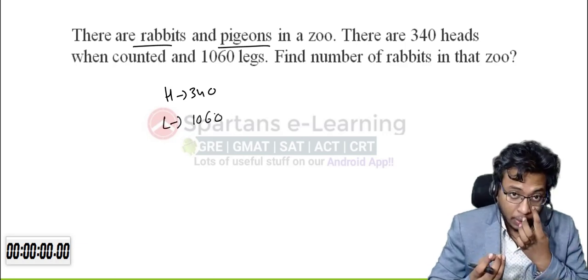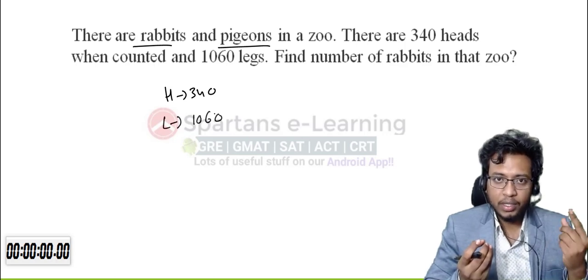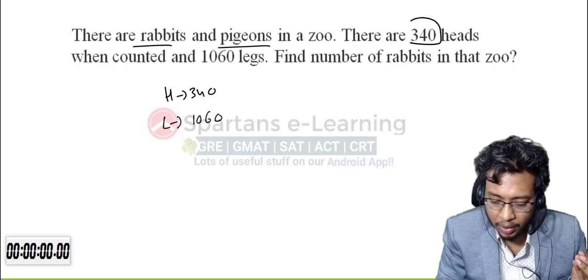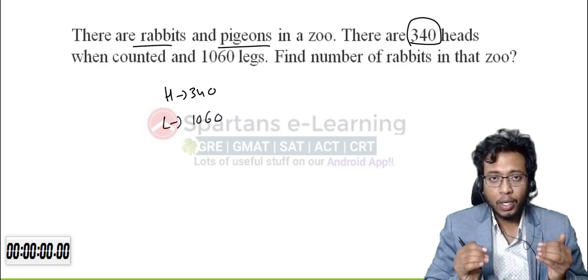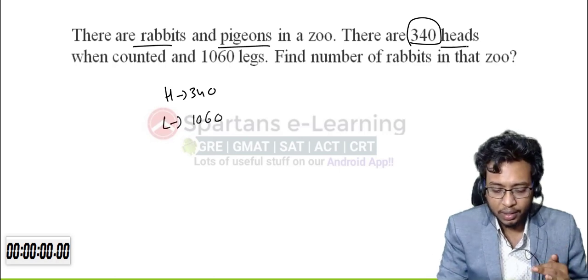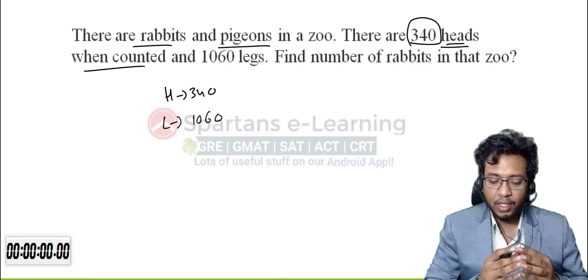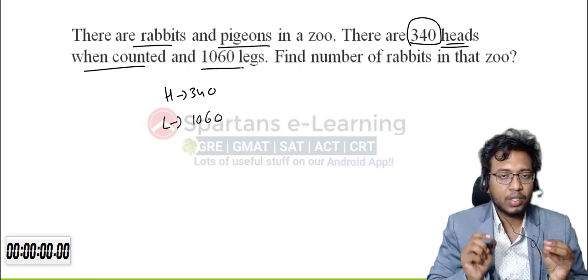So when you counted the legs, there are 1060 legs and there are total how many head counts? 340. That means every animal, be it rabbit or be it pigeon, will have only a single head, right? So that means there are 340 animals. That's the information you have to get from this question. So instead of saying there are 340 animals, he said 340 heads. So he's saying that there are 340 animals in total. Also he said there are 1060 legs.